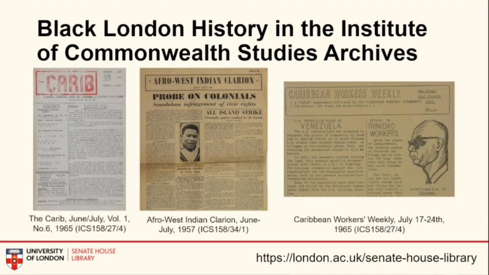So on the slide here, you can see some editions of the Carib on the left, the Afro-West Indian Clarion in the middle, and on the right-hand side, the Caribbean Workers' Weekly, and these are all from the 50s and 60s. All of these were published at London addresses, so the Caribbean Workers' Weekly and the Carib were both published on the top floor of 374 Gray's Inn Road, and the Afro-West Indian Clarion was printed by Plough Press at 18 Clapham High Street.